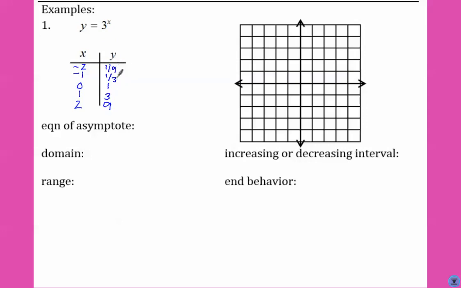Now those are pretty hard to graph. We're just going to do our best. For these, they all have horizontal asymptotes, and for this one it's going to be y equals 0. Now we'll come back and do domain, range, and behavior, and the increasing and decreasing at the end. So -2, 1/9; -1, 1/3; 0, 1; 1, 3; and 2, 9 won't fit, so we'll just leave it off our graph. So it's going to go like this.